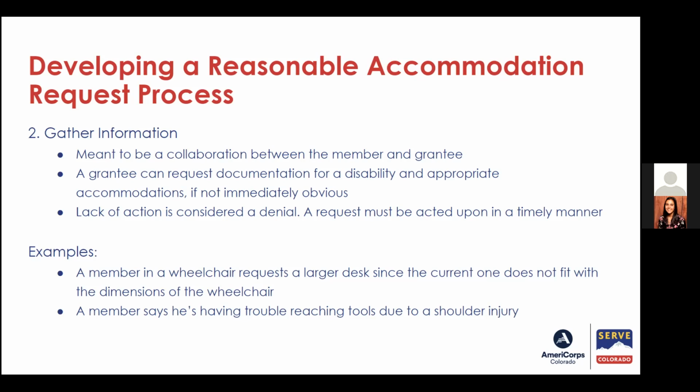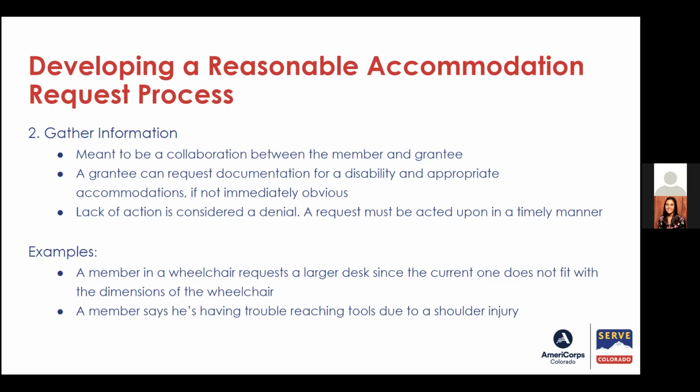Here are a few examples about requesting documentation. So first, a member in a wheelchair requests a larger desk since the current one does not fit with the dimensions of the wheelchair. So in this case, it is immediately obvious what the disability is. You see the dimensions of the wheelchair, you see that it cannot fit in the desk. Therefore, the grantee may not request additional documentation as it is immediately obvious.